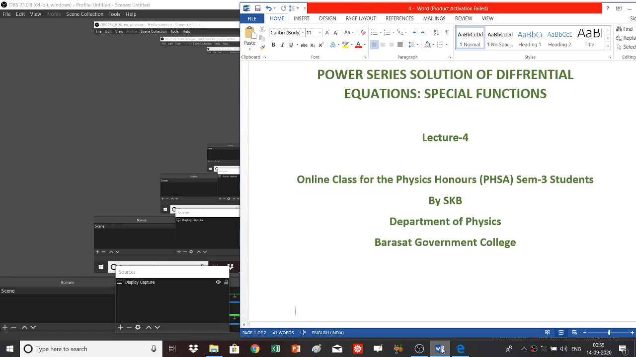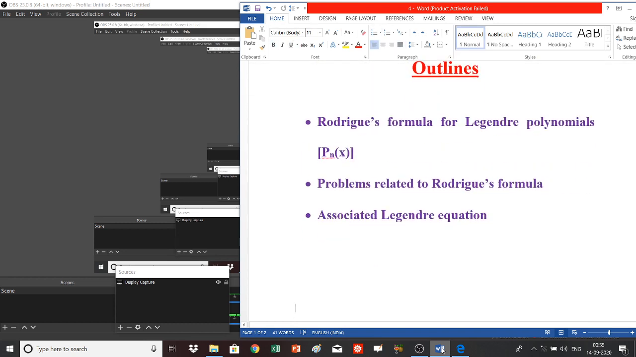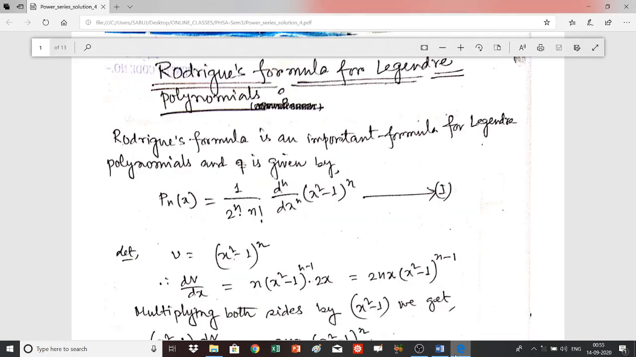In this class, the topics that will be covered are Rodrigue's formula for Legendre polynomials, problems related to Rodrigue's formula, and finally the associated Legendre equation. Now come to the topics. First, Rodrigue's formula for Legendre polynomials.